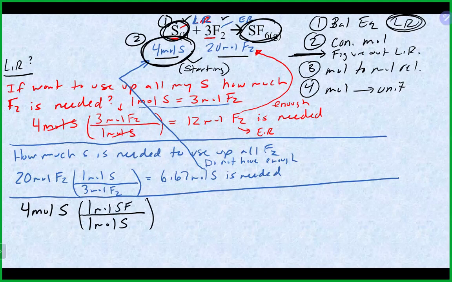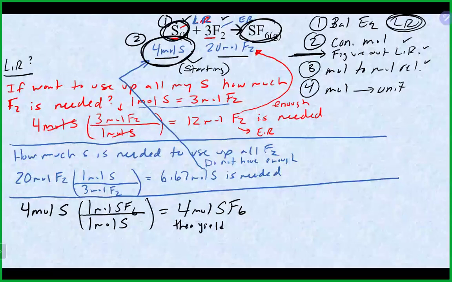And we can see from the equation, for every 1 mole of sulfur, we get 1 mole of SF6. And that would tell us we would produce 4 moles of SF6. That would be our third step, right? This, by the way, would be our theoretical yield in moles, right? So you could have a theoretical yield of moles.